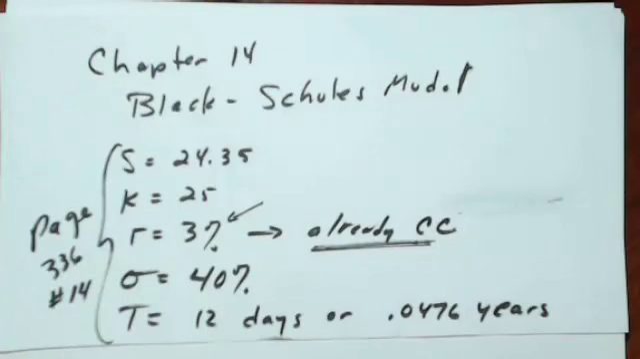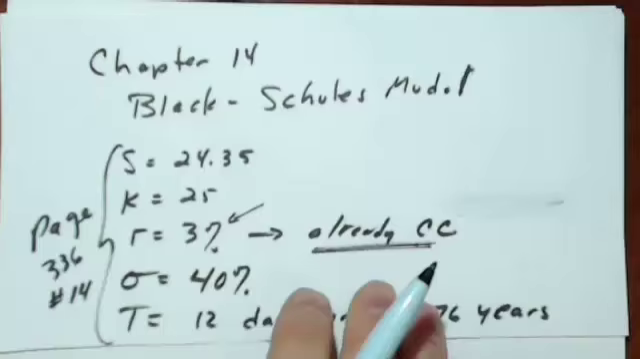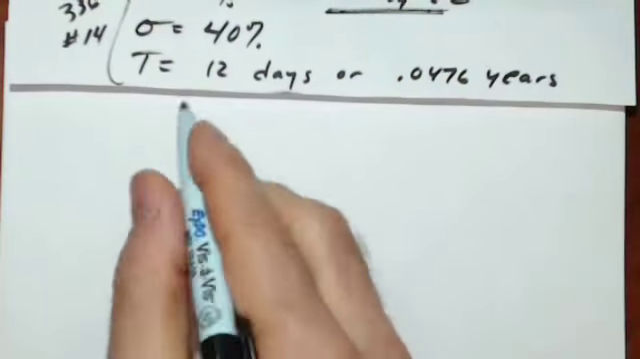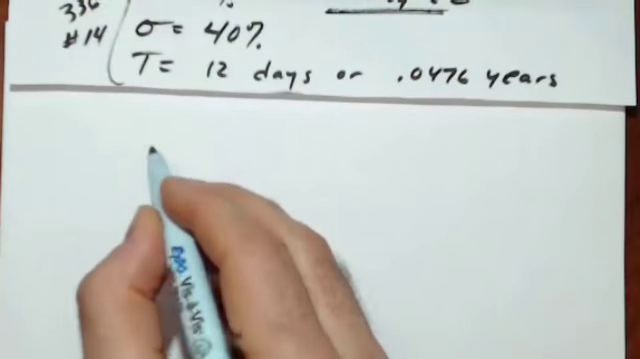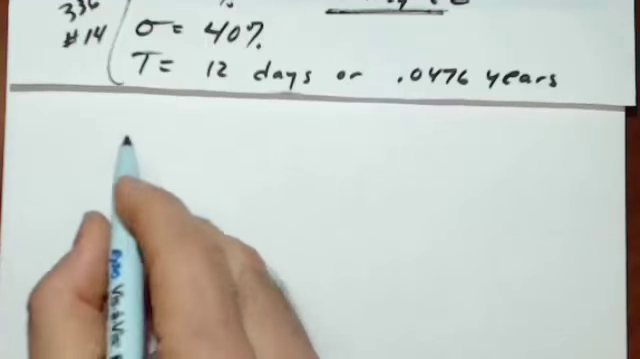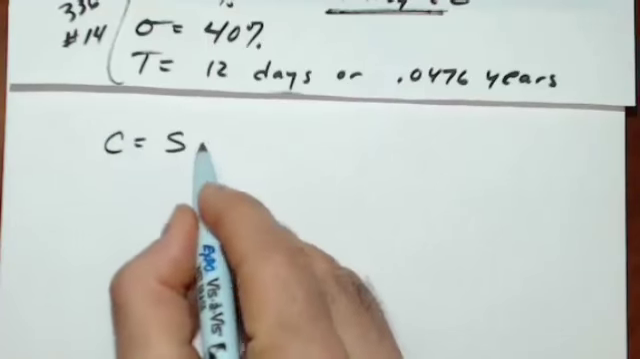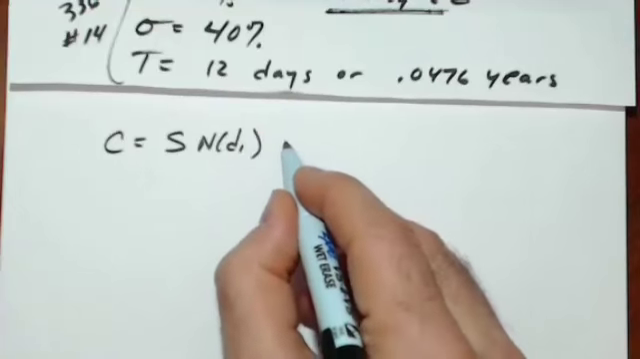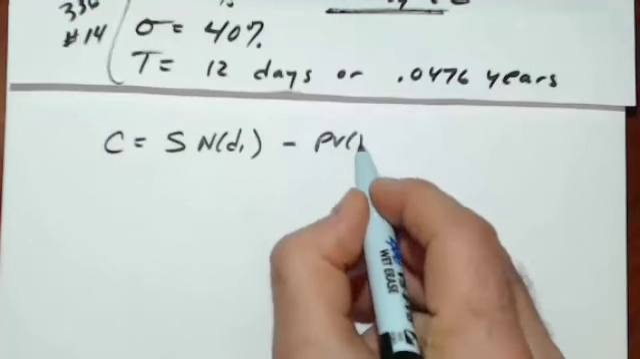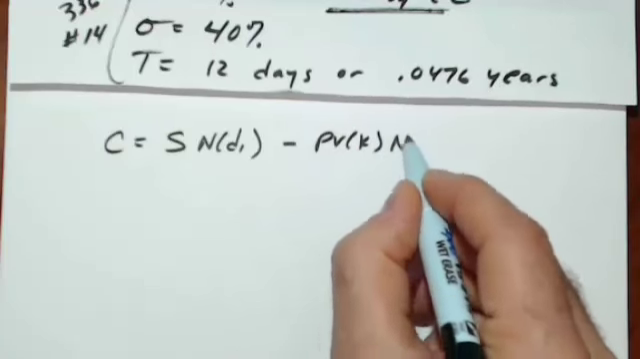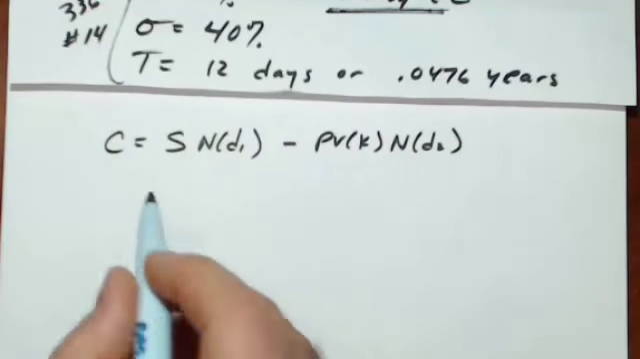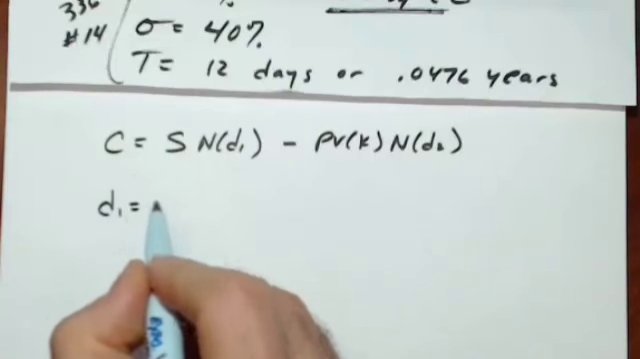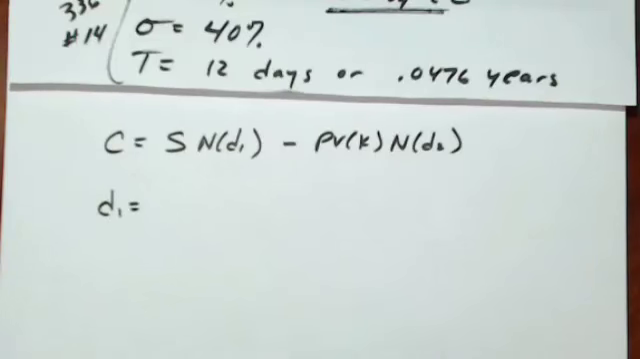Okay. Now the value of the call is going to be measured this way. The call equals the stock price times N(d1), and I'll explain what N(d1) represents in a second, minus the present value of the strike times N(d2). d1 is a standard normal variable. That term should be familiar from your basic statistics course.